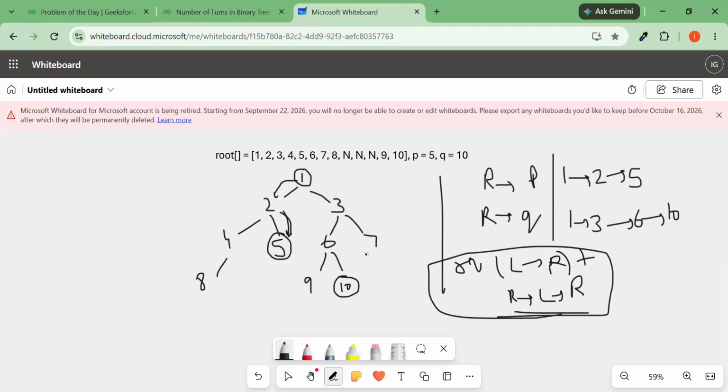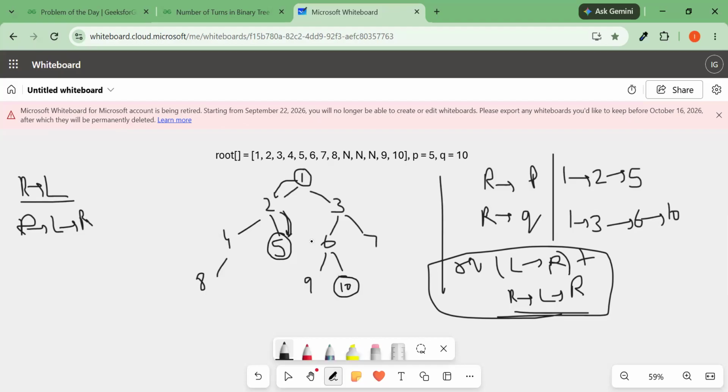This will be the path that we have discussed: right, left, and then right, left, right. So the path will finally be right, left, and the other path is right, left, and right, the reverse path. So we have to find the path from the root level to the particular P node, and the path from the root level to the Q node.